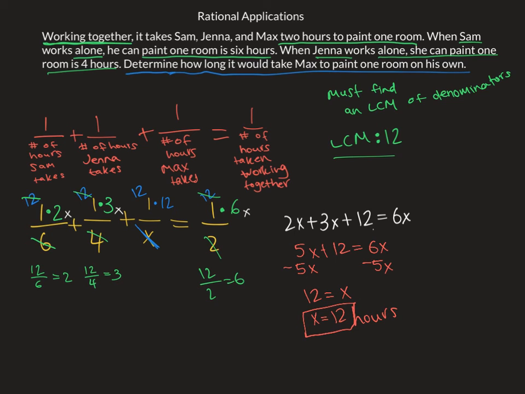Now to reiterate one more time. We would start off by going 1 over x. So the number of hours that Sam takes, the number of hours that Jenna takes, the number of hours that Max takes, equals the number of hours taken working together. This would be your formula. If you just remember this, then you'll be good to go. Next, we plug that in, and then we find our LCM, and then we can cancel out the denominator accordingly. And then whatever's left over, we multiply into the numerator.